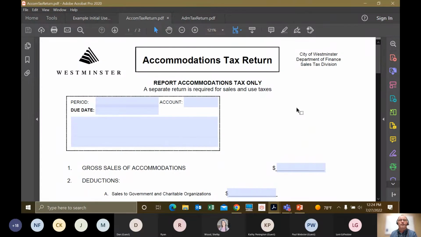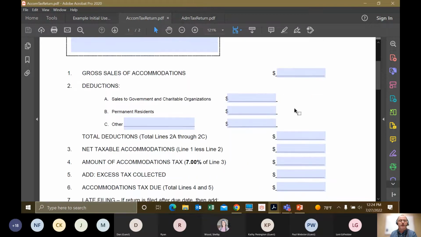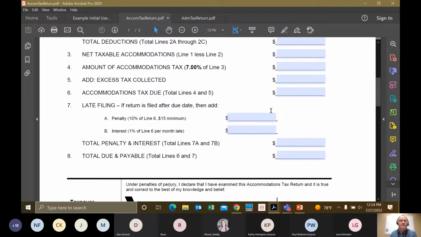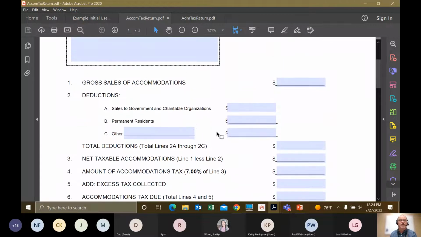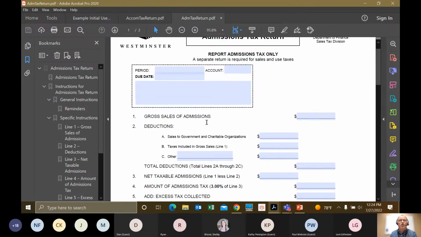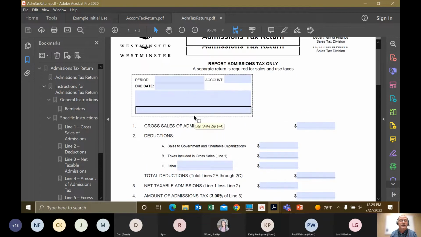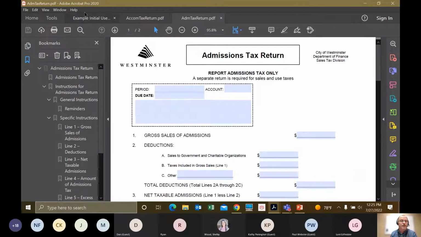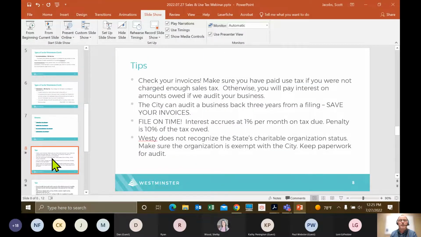So I'm not going to go through the accommodations return. If you ever have questions about us, let us know, but it's very simple, and it's only focused on the accommodations tax. And you're of course only dealing with your accommodations numbers for the rooms you're renting out. And then admissions, you're only dealing with gross sales of admissions, not everything else you might sell, like the candy at the movie theater, that's sales tax. The tickets are admissions. Let us know if you have any questions about these. I have links in the presentation so you can find these very easily. So let me go back to our presentation and the tips section.